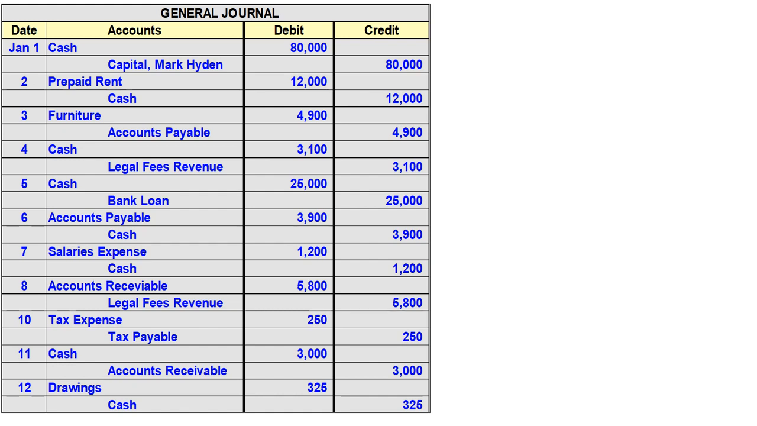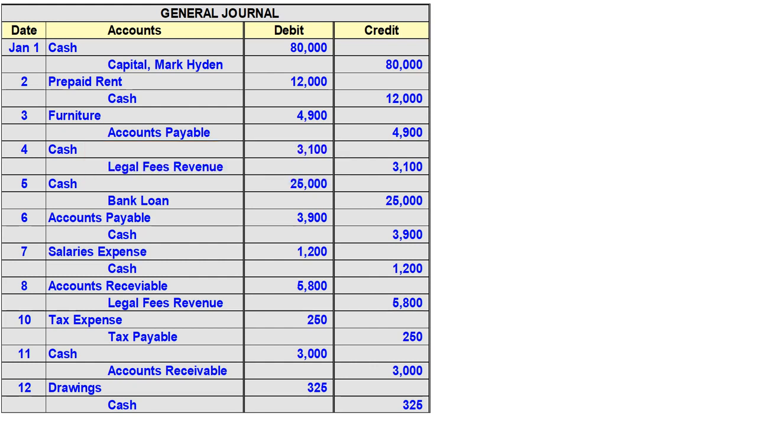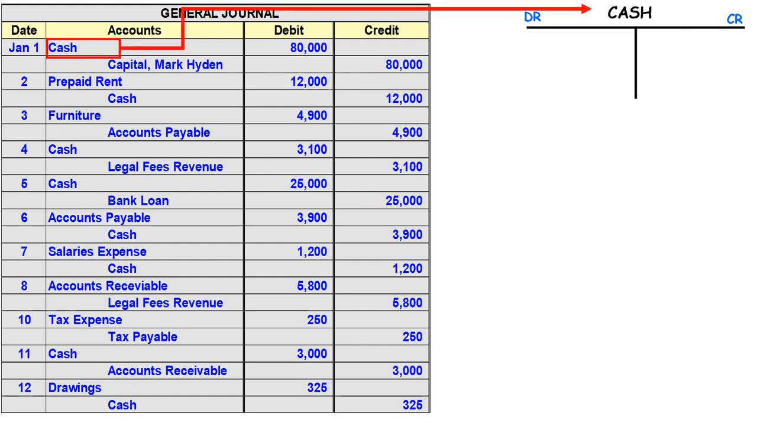So let's learn how to prepare ledger accounts, or in other words, let's post these journal entries to ledger accounts. The first step is to prepare a T. The left side of the T is the debit side and the right side is the credit side. Once you have the T there, go to your journal entry. Look at line number 1. In line number 1, you see under accounts, cash. Copy that cash and make it the title of your T account.